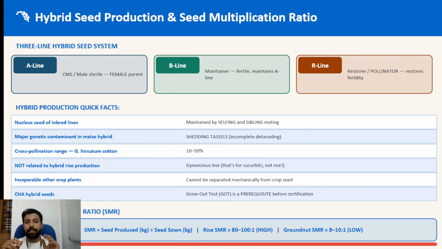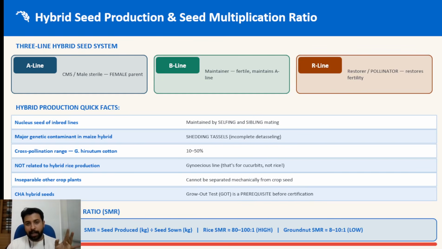Then comes hybrid seed production and the seed multiplication ratios. Okay. Hybrid seed production we already discussed in our previous classes. Here also we will discuss it once more, because hybrid seed production involves different strategies like male sterility.